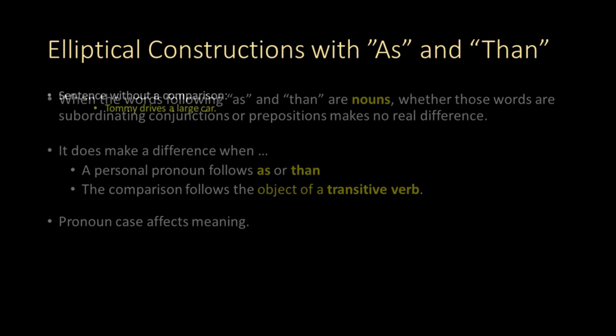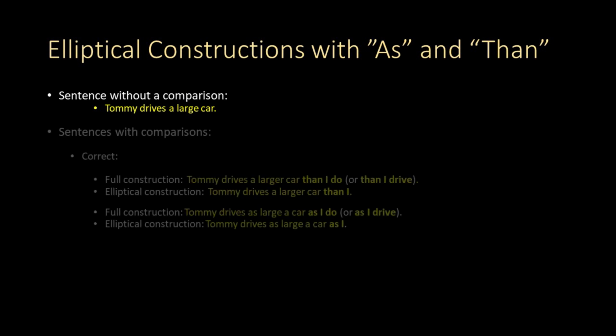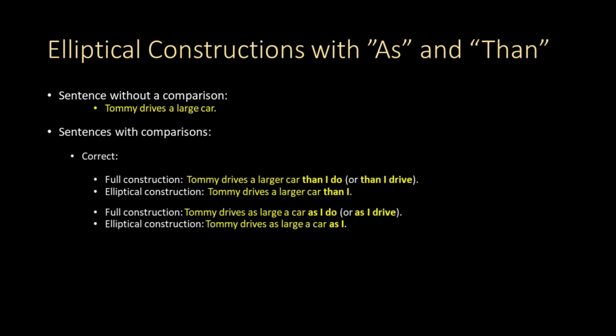In the following sentence, not containing a comparison, by the way, the main verb "drives" is transitive and its complete direct object is "a large car." Tommy drives a large car. If I describe the size of the car by comparing it to what I drive, I might word the sentence like this, with the personal pronoun in the subjective case. Here's the full construction: Tommy drives a larger car than I do, or than I drive. And in elliptical form: Tommy drives a larger car than I.